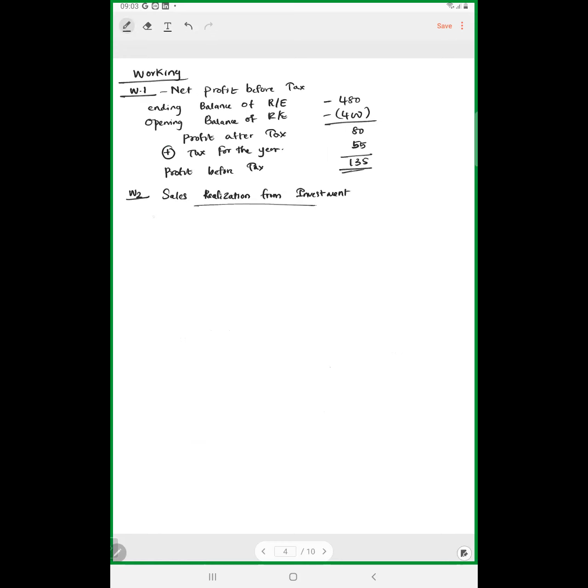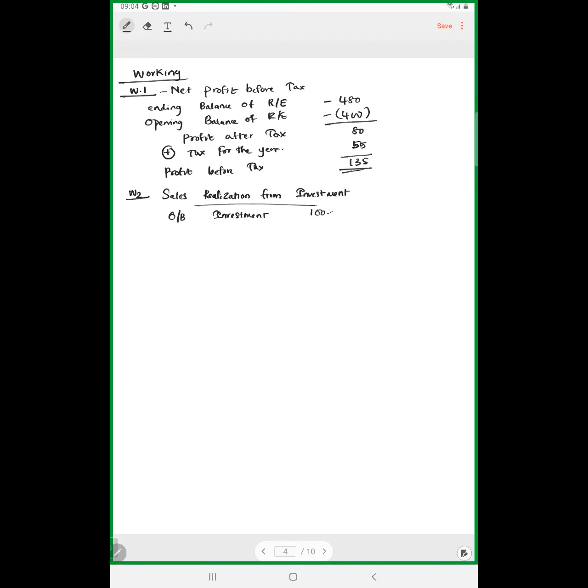So investment opening balance, opening balance of the investment, how much? 100. Opening balance is 100.